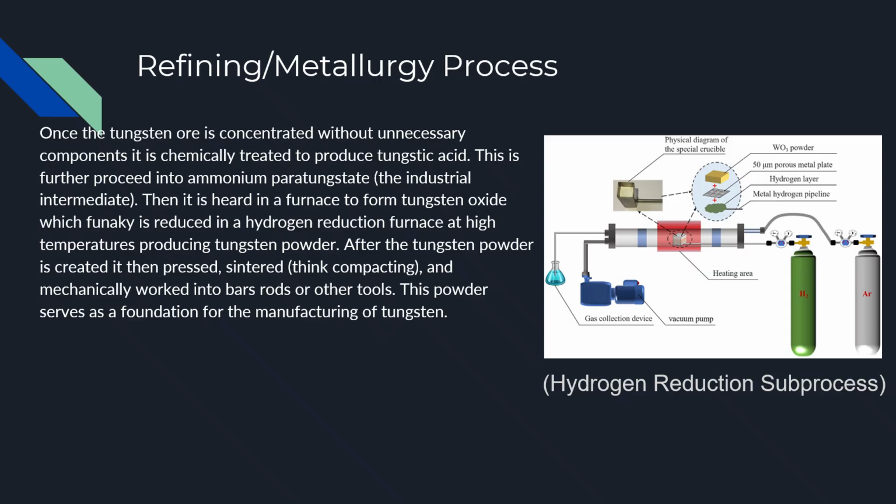Which is a key industrial intermediate. It is then heated in a furnace to form tungsten oxide. Finally, this oxide is reduced in the hydrogen reduction furnace at very high temperatures, producing pure tungsten powder. This tungsten powder is then pressed, sintered, and mechanically worked into bars, rods, or other useful forms.